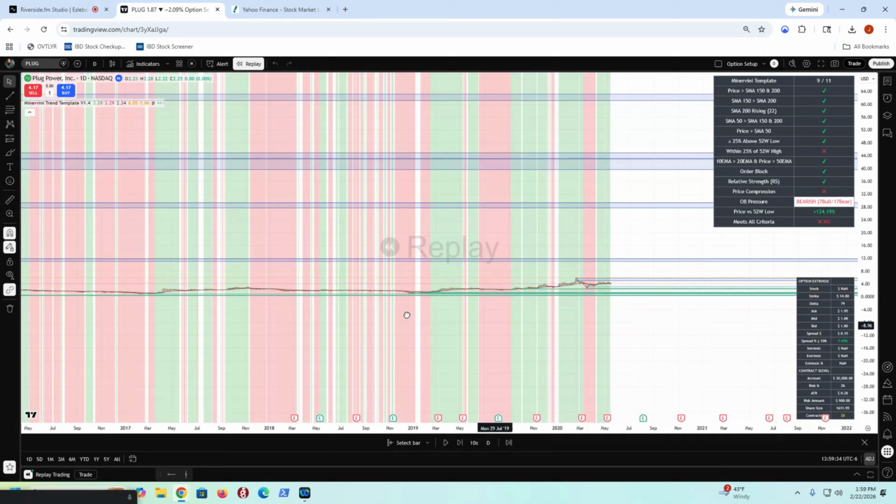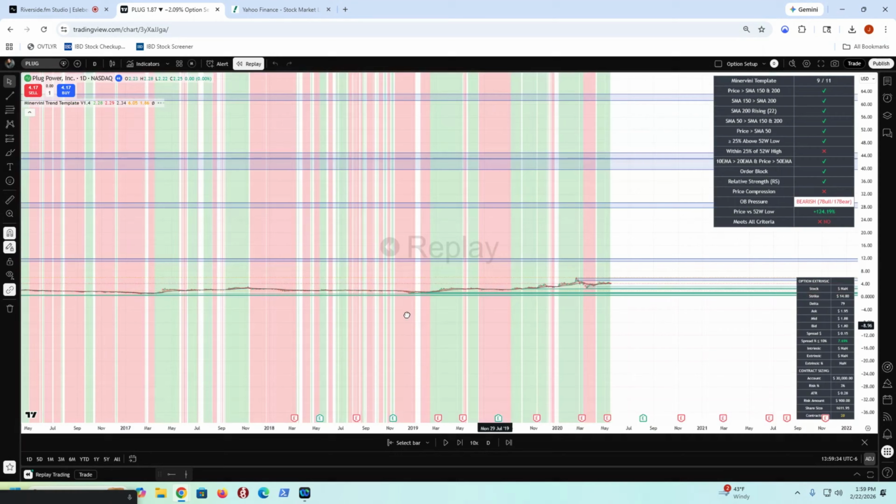I just wanted to go over a video and back test some, and show you guys how you can back test using the 11 out of 11. What I'd like to do is find some random stocks, throw them in here, and just look and see how they would have performed.